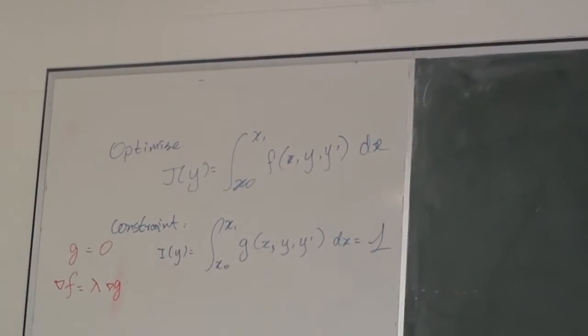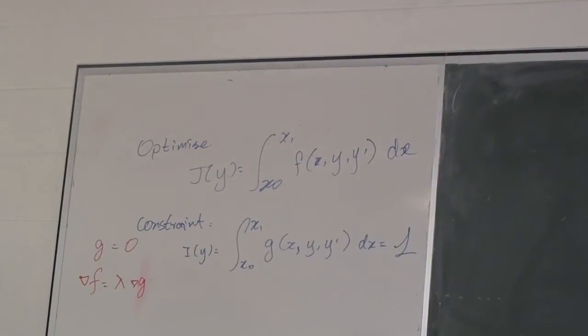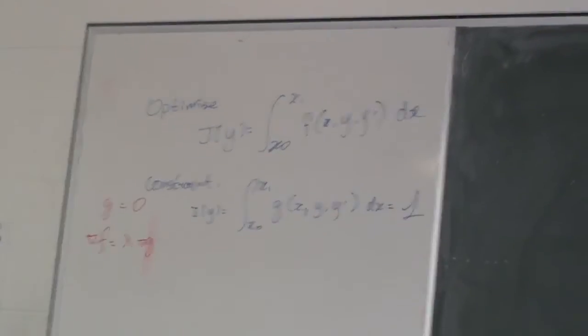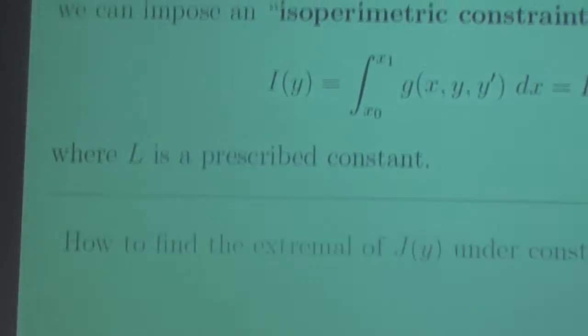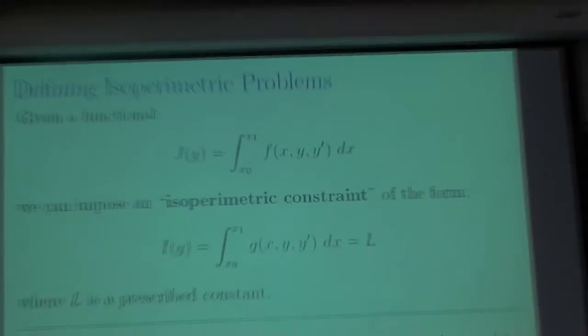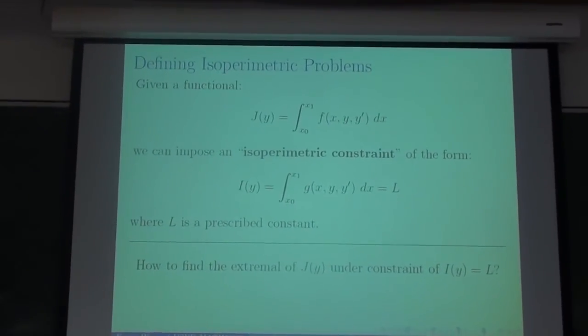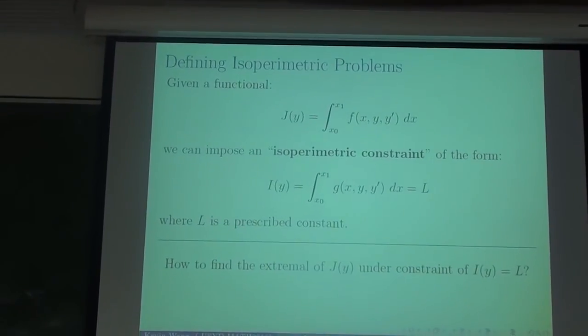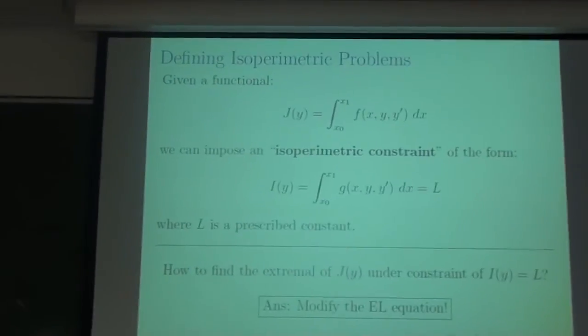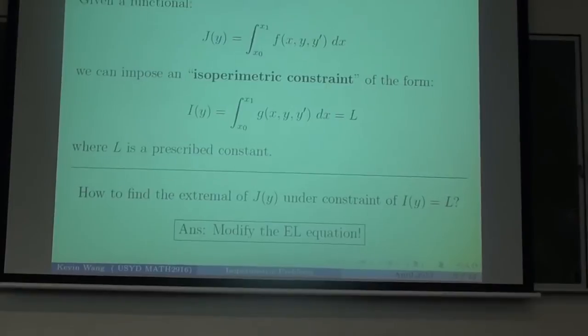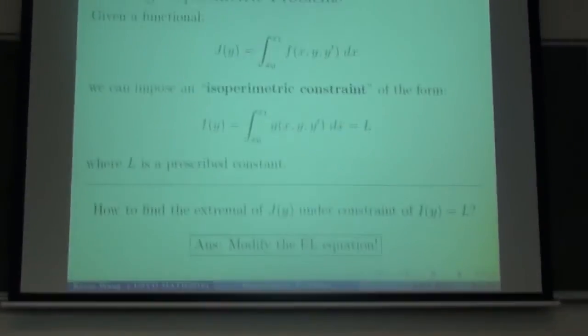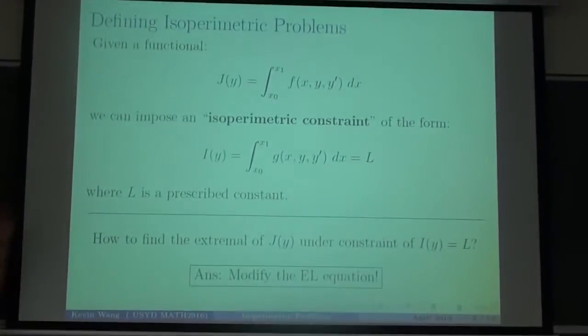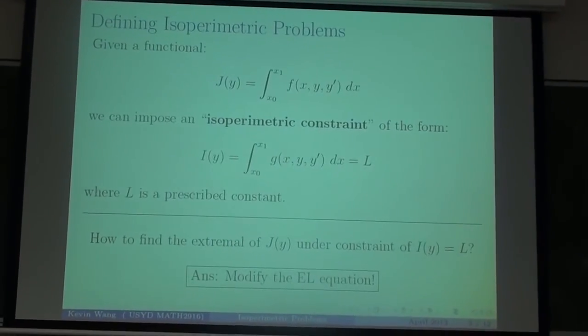Always. So our problem arises naturally: how do we actually find the extremal for J under this constraint? Any guesses? Lagrange multipliers. You see? You actually just modify the Euler-Lagrange equation, and there's nothing wrong with doing that. I will actually do the proof of this now.